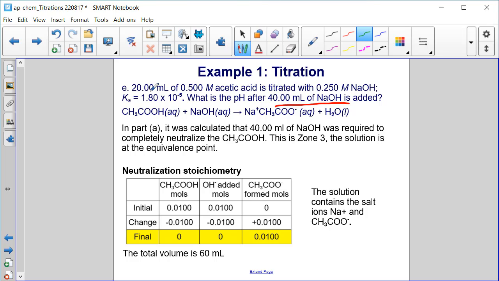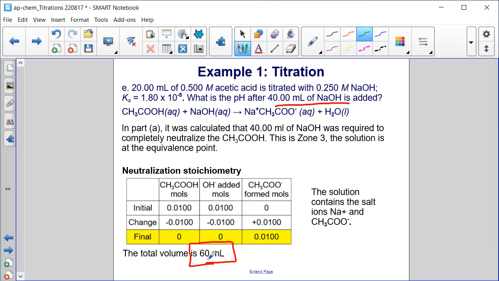So 20 milliliters times 0.5 molar acetic acid gives us 0.0100 moles of acetic acid. 40 milliliters of 0.25 molar NaOH gives us 0.0100 moles of OH minus. All of the OH minus is consumed. All of the acetic acid is consumed. And in doing so, we form 0.0100 moles of the acetate ion. In this case, the total volume of the solution is 60 milliliters.